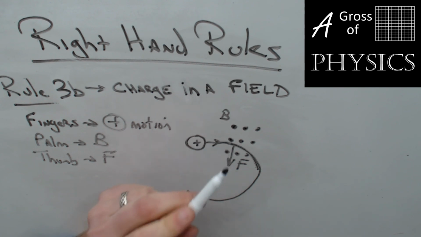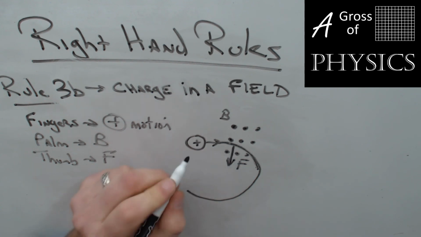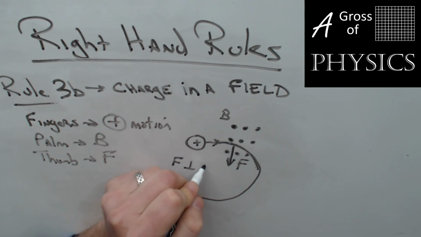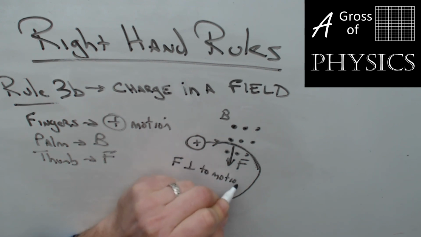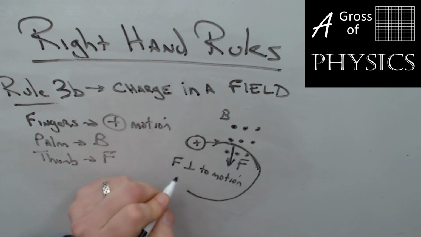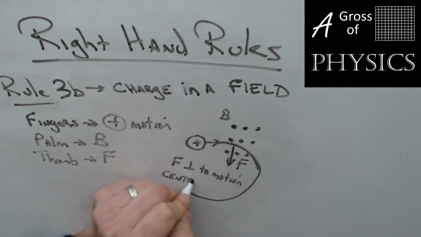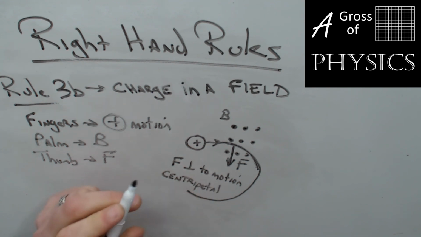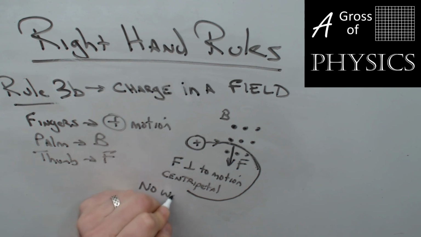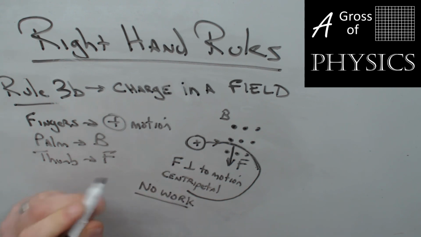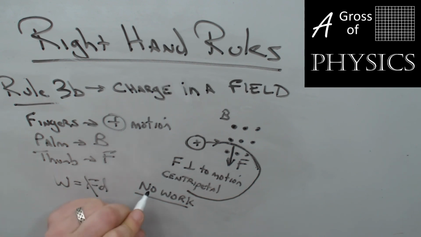Now, what's important to note is that this force is going to be perpendicular to the motion. So it's actually a centripetal force. And if it's a centripetal force, it does no work. Because if you remember, we need to have work as force times distance, but that force had to be in the direction of motion. And since it's perpendicular, there's actually no force in the direction of the motion, so you get no work caused by this magnetic field.